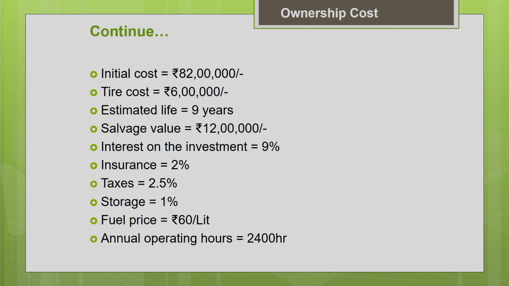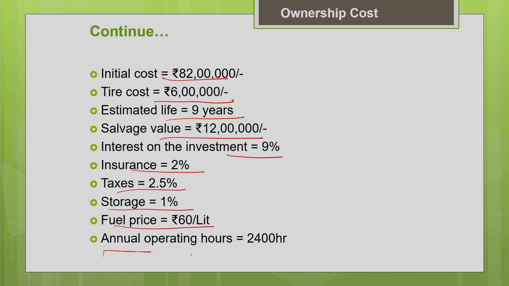So this is a summary of the input data given: initial cost, tire cost, life of the machine, the salvage value, interest on investment is 9%, insurance cost 2%, taxes 2.5%, storage cost is 1%, and your fuel price is given, which will be used for operating cost estimation basically.